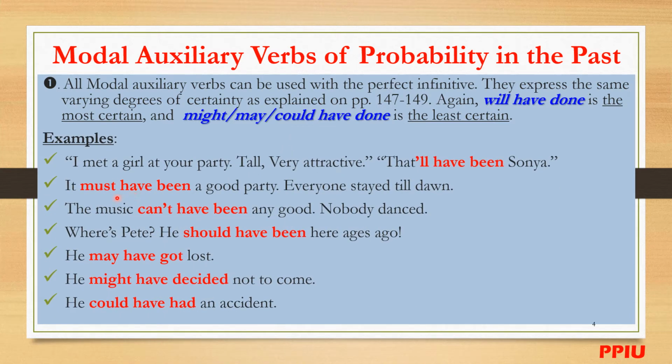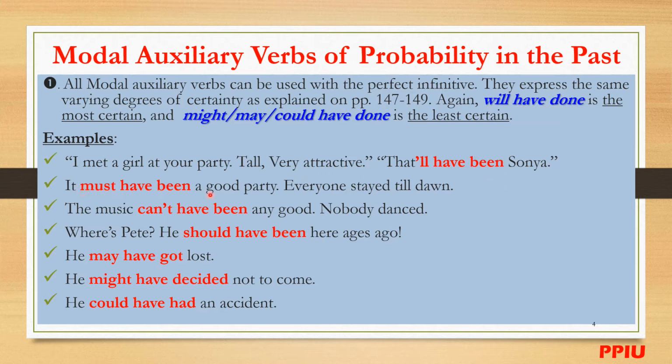For the first one: I met a girl at your party, tall, very attractive. That must have been Sonia, right? So we can say those are the things the speaker mentioned, and he might have seen and met the very attractive girl there.